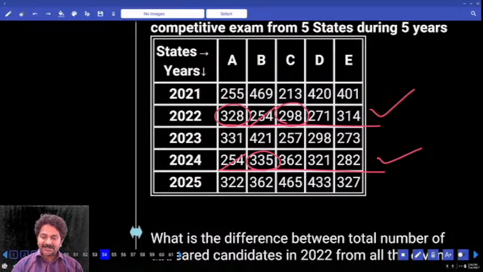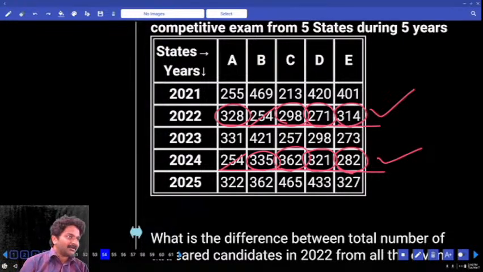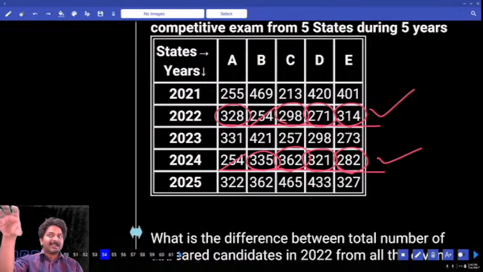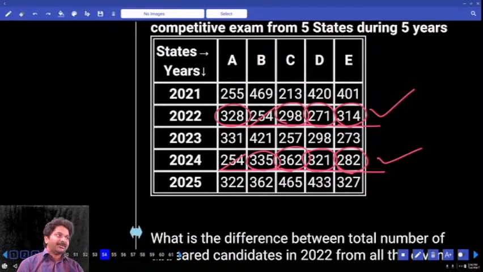298, nearest number 321. 321 is more. Yes. 271, 282. 282 is more. 314, 362. 362 is more. I started by taking different combinations. All I want to prove is which numbers are more. There is one number, 254, which is common. For the remaining numbers I started taking the nearest numbers. I got to know that the 2024 numbers are more than the 2022 numbers.